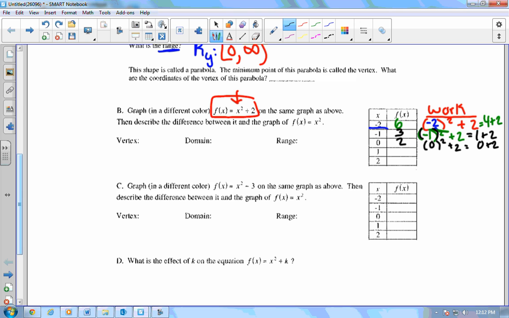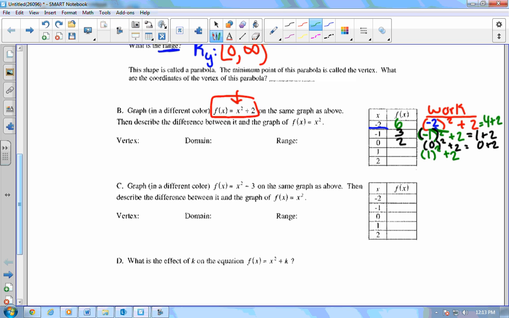I don't see a repeat yet. Once I see a repeat, then I know what my vertex is, and I don't have to show work anymore because I can just use the symmetry. So let's do the next one. 1 squared plus 2. Gavin, what is 1 squared?